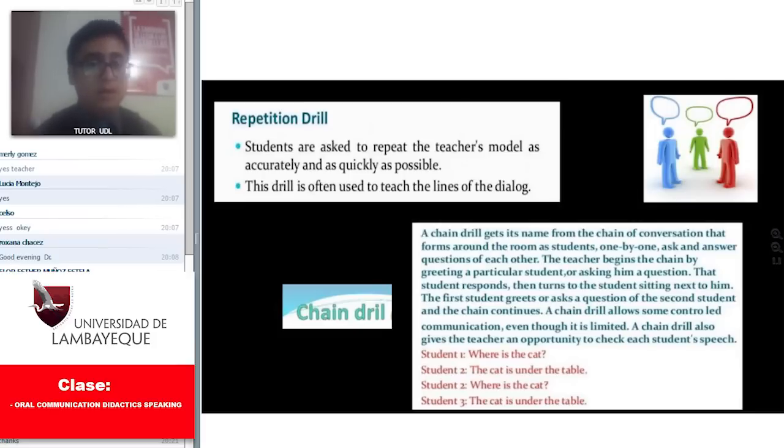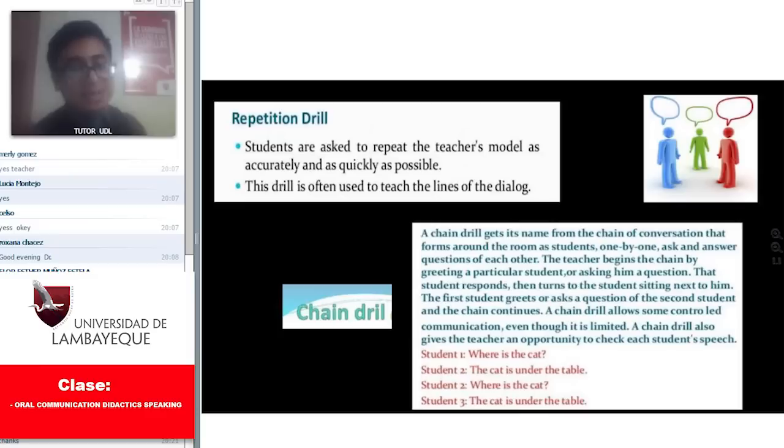As I said before, this is an activity that most of us do in class when you have some sentences or some questions and some expressions. And we want our students to repeat after us in order to check or in order to improve their pronunciation, right? So as it says here, students are asked to repeat the teacher's models, okay, as accurately and as quickly as possible. This drill is often used to teach the lines of the dialogue.